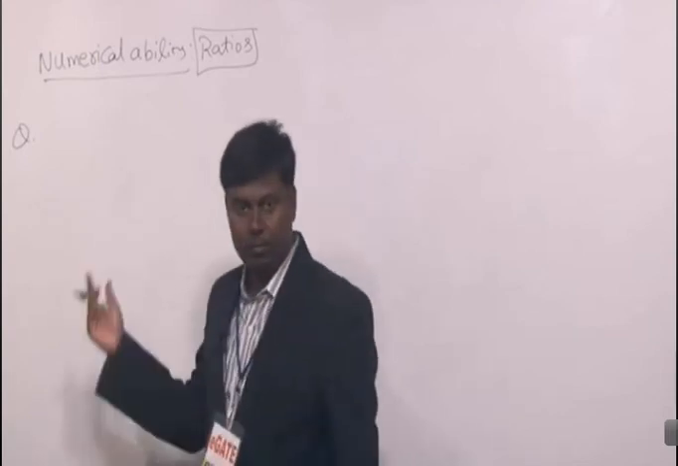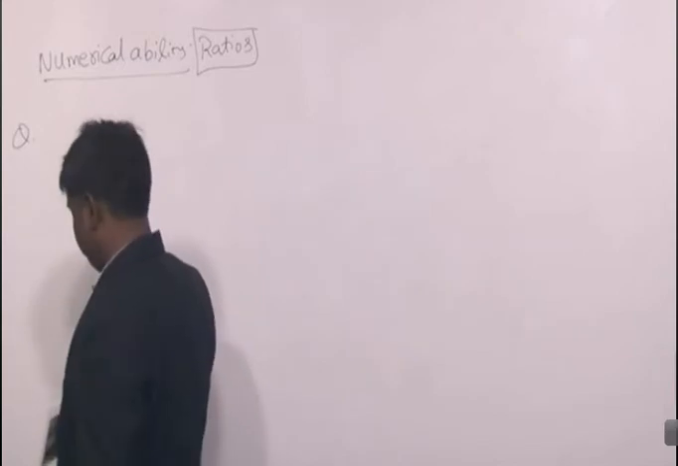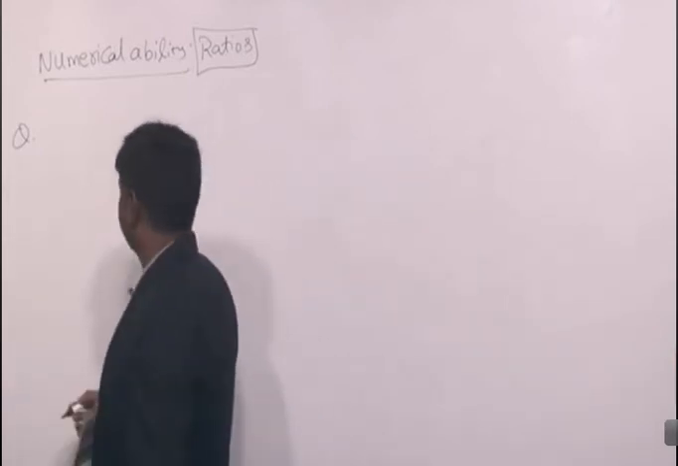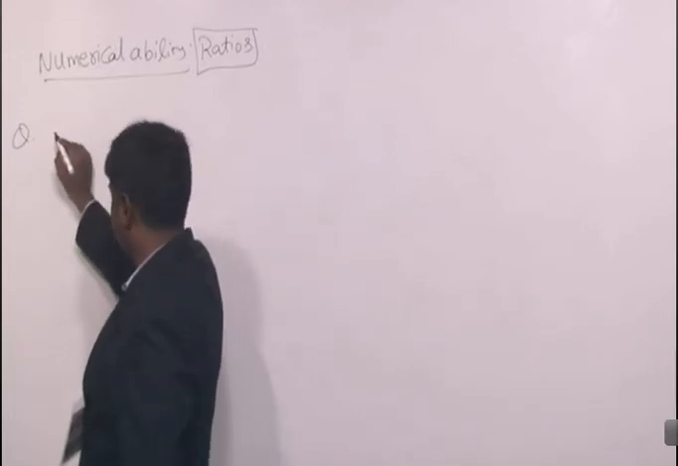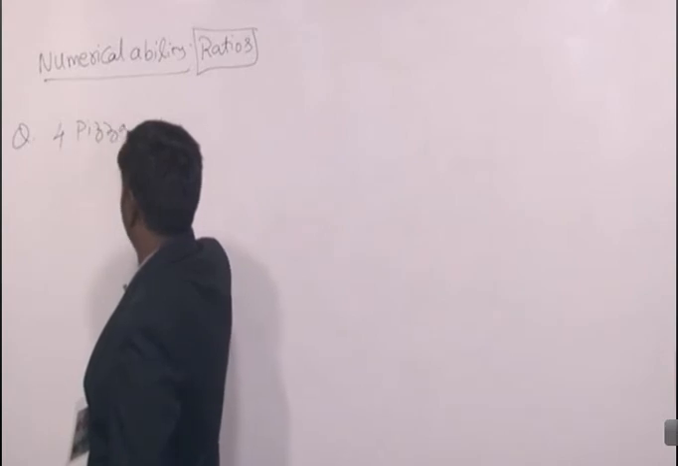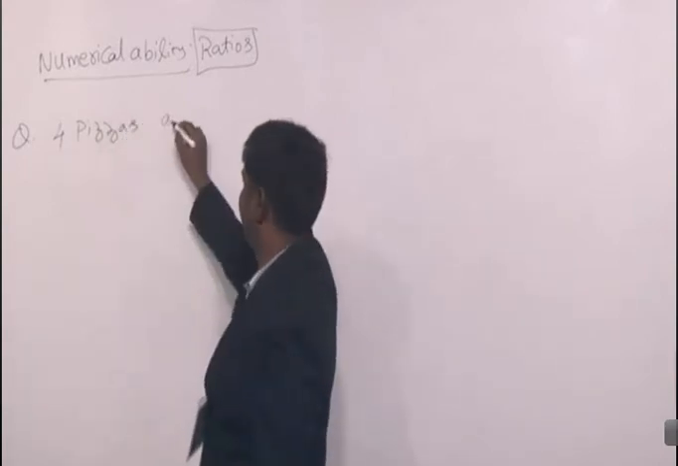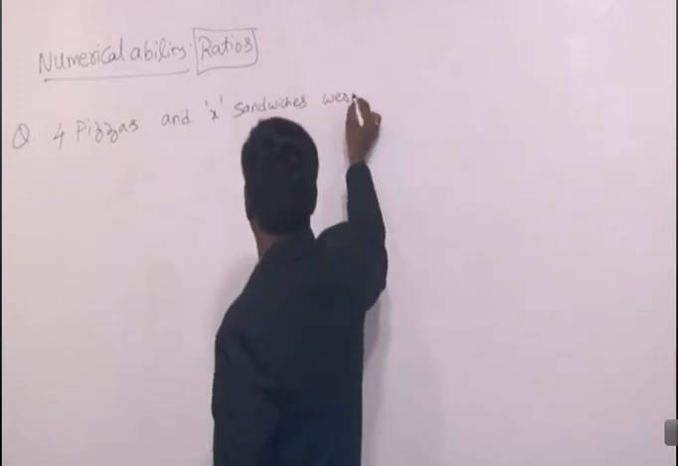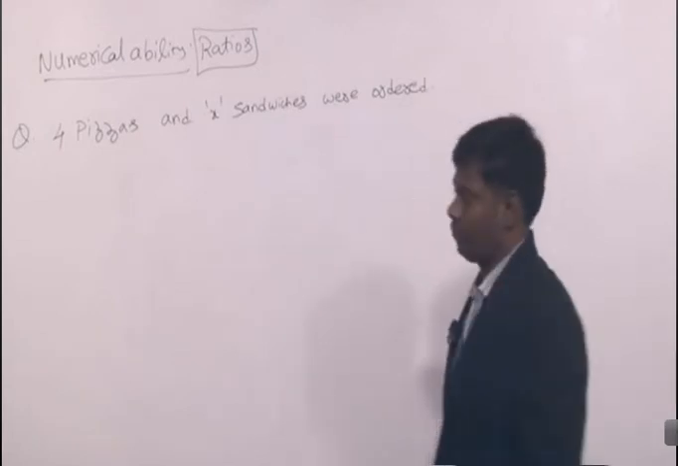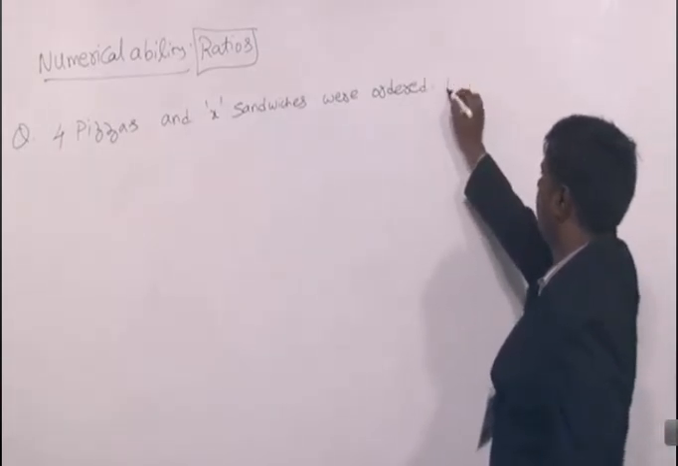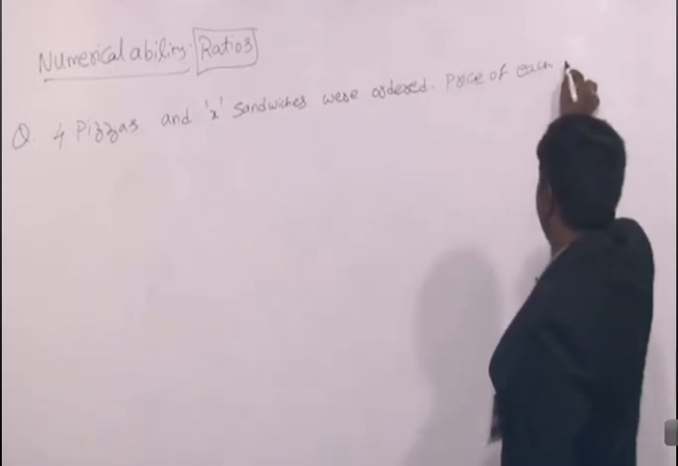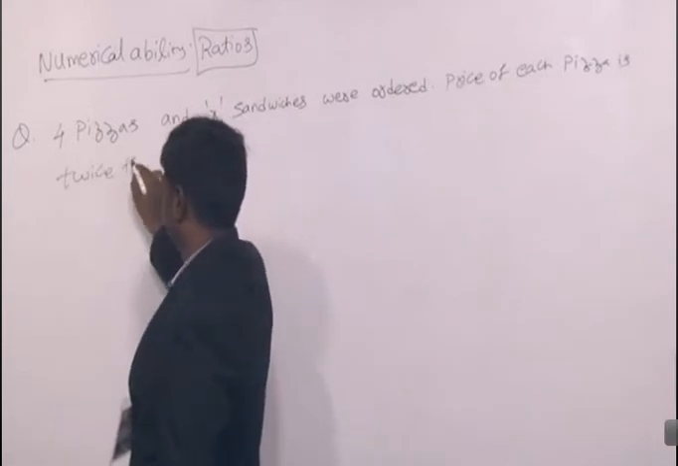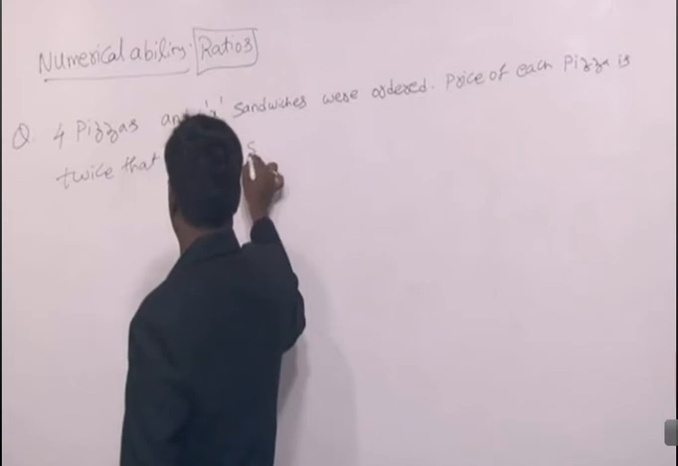Okay, let us take one more problem. Now this, let us take it as next level. Very basic questions we have done. Let us take the next level. Four pizzas and X sandwiches were ordered. Price of each pizza is twice that of each sandwich.